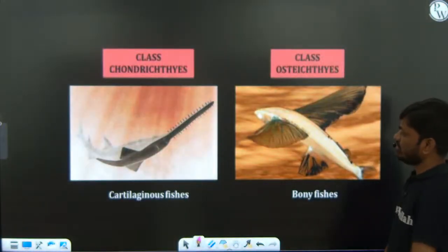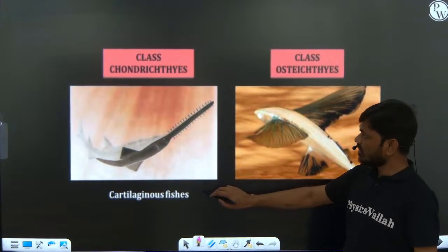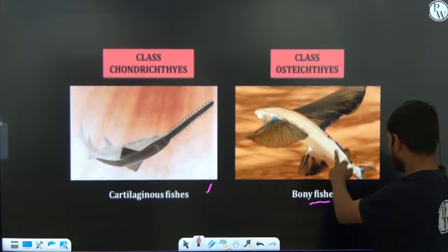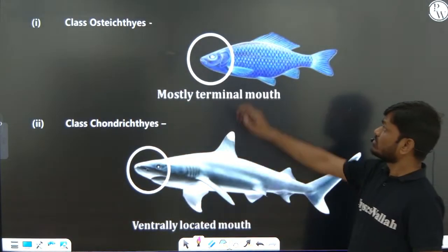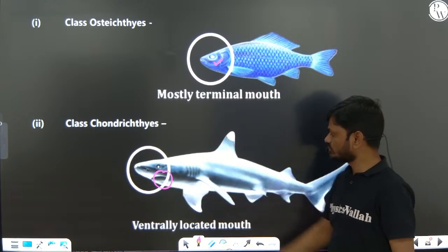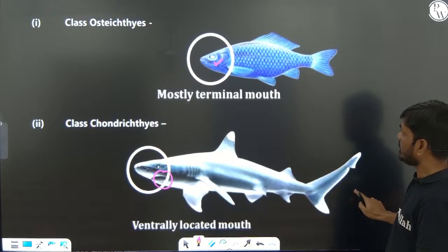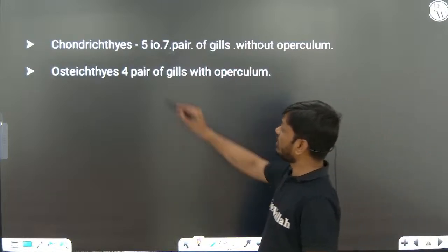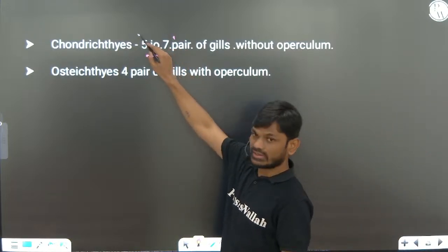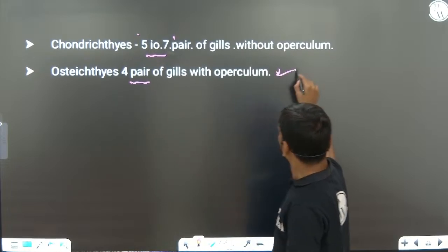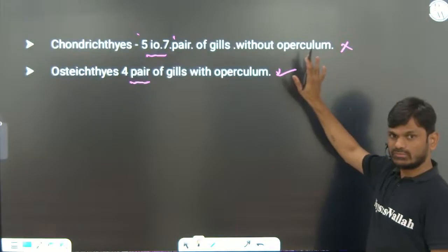So these are example cartilaginous fish, example Charcharodon, example bony fish. So this is flying fish. This is terminal mouth, this is ventral mouth, right? So this is shark fish, this is catla. Gills: NCERT mentioned 5 to 7 pairs of gills present in Chondrichthyes, but Osteichthyes have only 4 pairs of gills, with operculum. Without operculum, no operculum; with operculum, present.